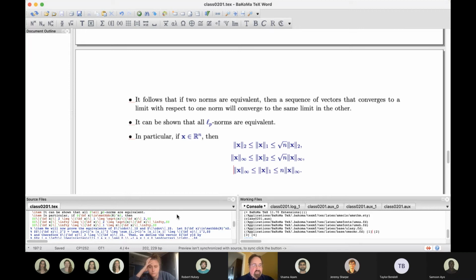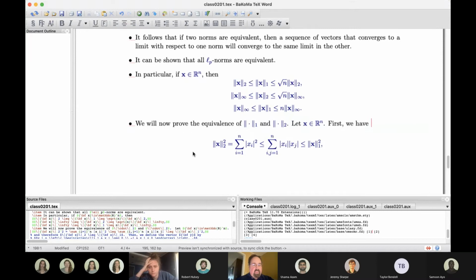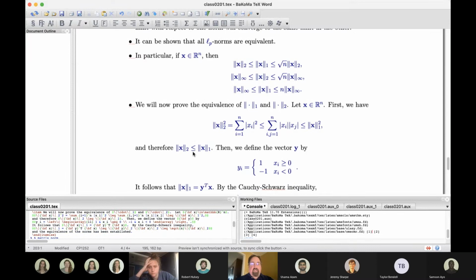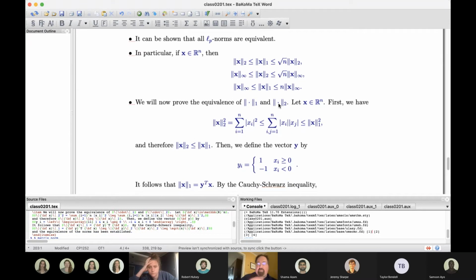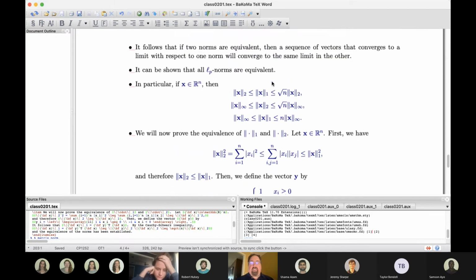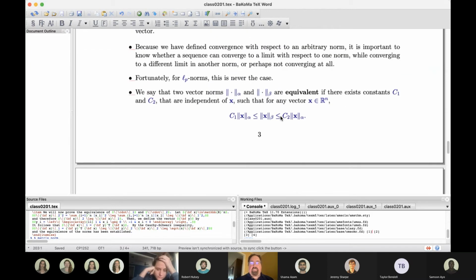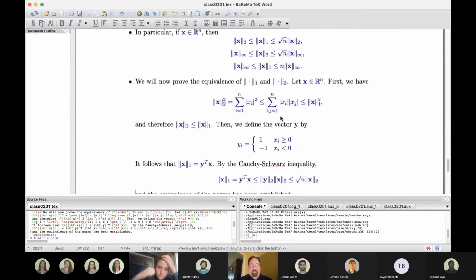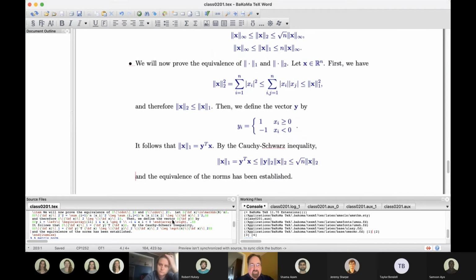Now, I won't go through the details here. I'm just going to include in the notes how this can be proven, like showing that the one norm and two norm are equivalent. So if you want to look at this later, here's how that would go: how you could show that this relationship holds, and how to actually find the constants C1 and C2 that work for whatever norms you're working with.